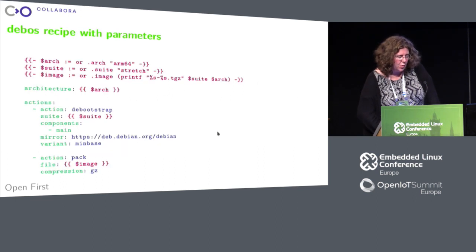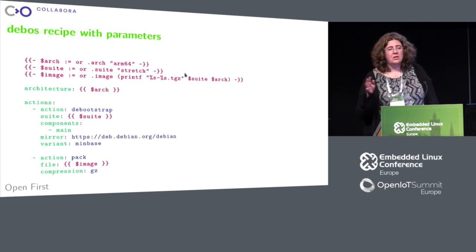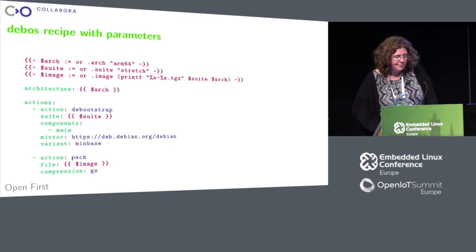So we have an example with parameters. Here, we will be using the architecture parameter. And at the top, we are putting the result. So in case we don't provide a parameter in the command line, it will take the default one. The same for the suite, well, the Debian release. And then we have a third parameter that is the image name, the tarball name, that we can create from the other two. So we will have every tarball with a different name depending on what we are building.